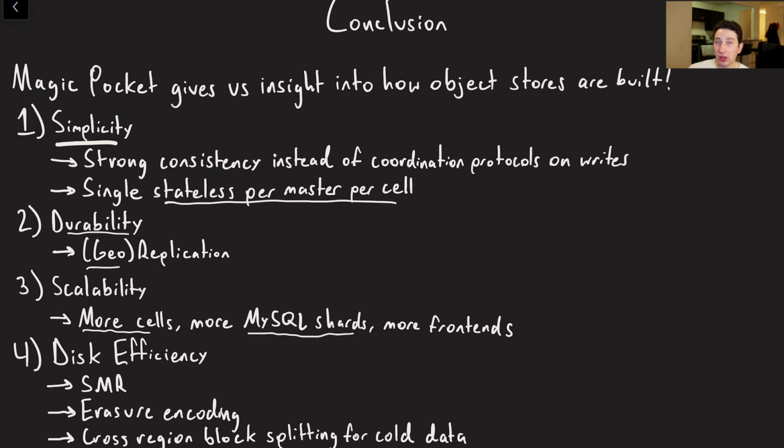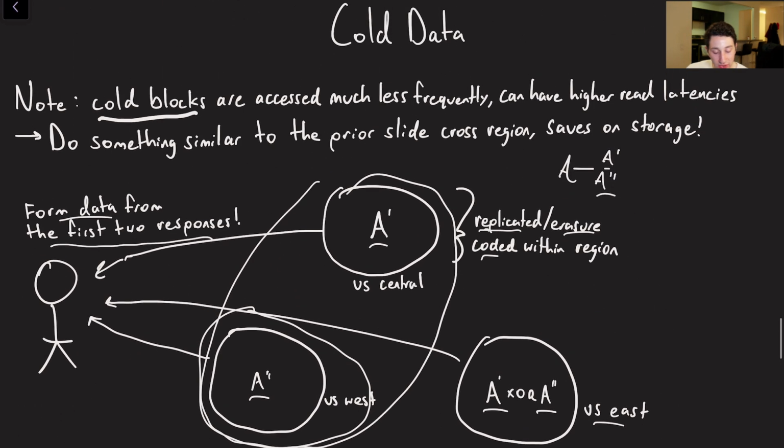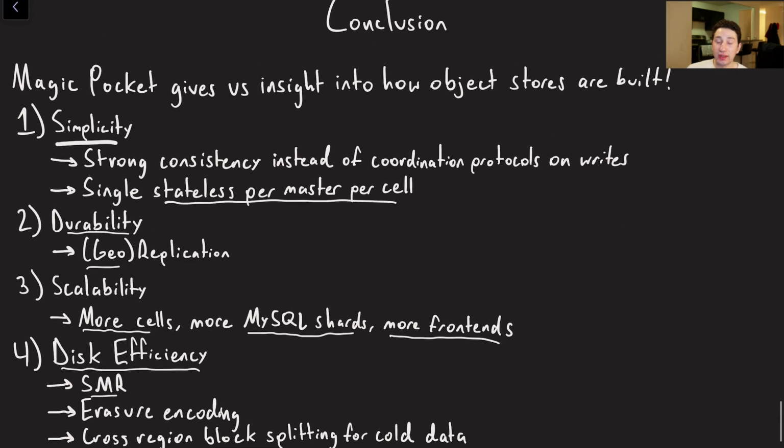They've sharded all of their MySQL tables, so those are all horizontally scalable. And they've also made their front-end servers horizontally scalable within a region. Finally, they're also very, very concerned with disk efficiency and storing the minimum amount of data possible on the most efficient disks possible. So they do that by using SMR disks. They perform erasure coding so that once data becomes immutable, it is less expensive to store it all. And then also they do that concept of cross-region block splitting that we explained earlier for cold data, so that rather than storing a complete copy of the data in another region, we only have to store basically 75% as much data.